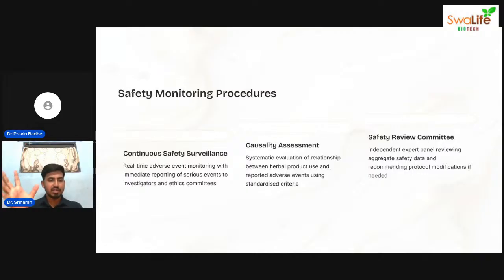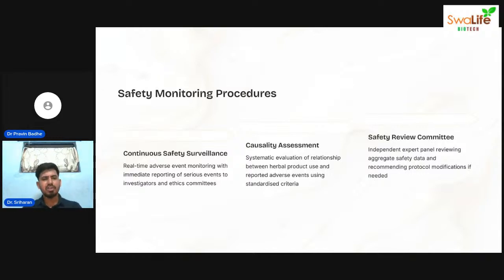For a very serious event, a major side effect or a major thing that leads to the patient's life or death, we want to report to the regulatory authority immediately, within 24 hours. Very much important: we want to report to the regulatory authority immediately, within 24 hours itself. These are the safety monitoring procedures.